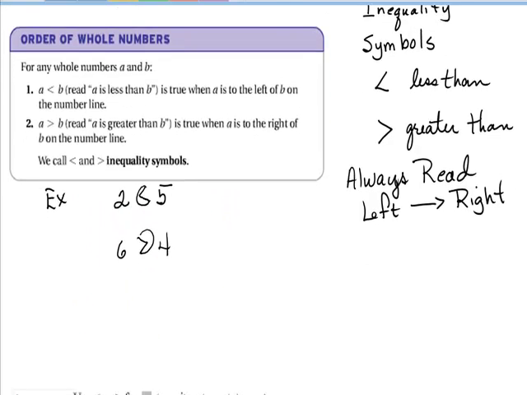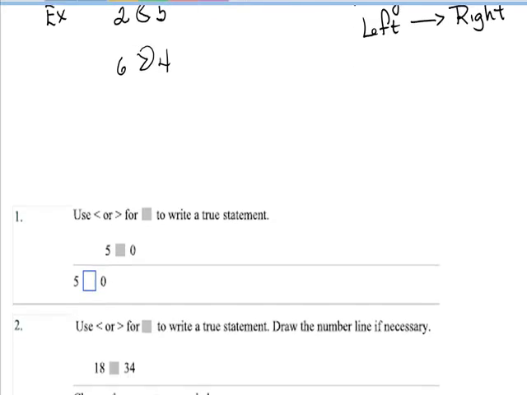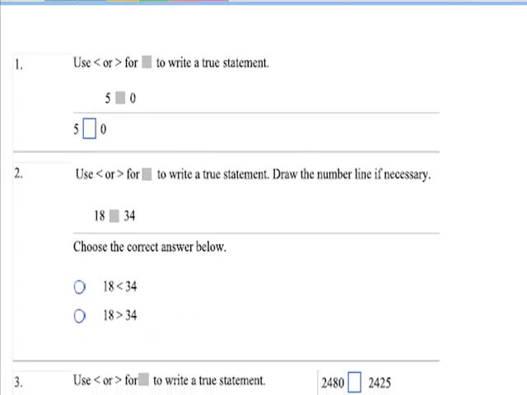So these are going to be pretty simple problems. We're just going to talk about which symbol do we use. For the first one, use less than or greater than to write this as a true statement. So just read it left to right. 5 is what compared to 0? Well, it's greater than, it's bigger. So I use the greater than symbol.